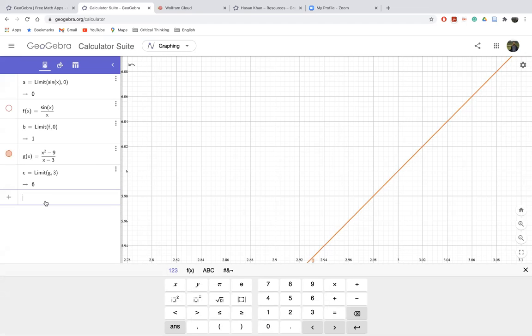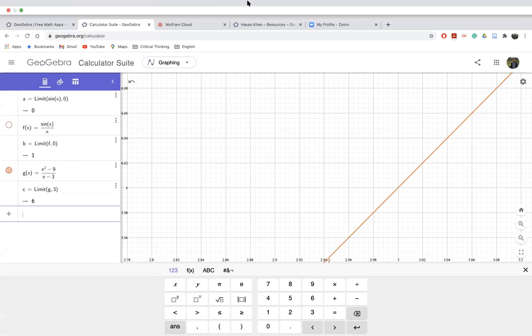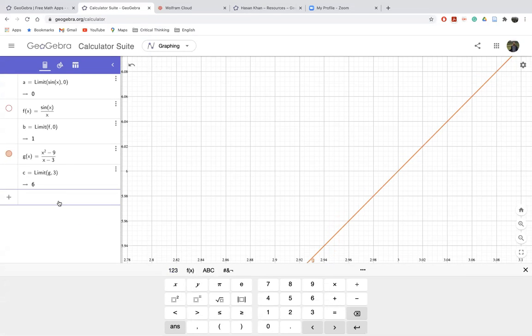function. I have some more questions for you, but let's not do it right now. We don't have much time. I'm going to put these questions on Google Classroom.